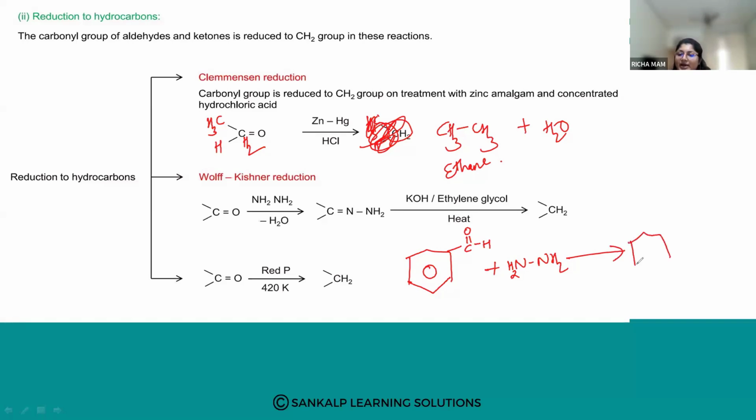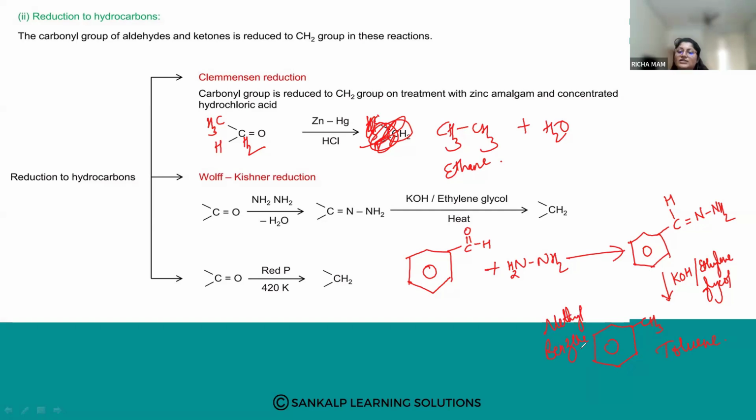First there will be a hydrazone formation. So let us write the hydrazone formation: H double bond N NH2. Then react it with potassium hydroxide in the presence of ethylene glycol. What am I going to get? I am going to get toluene, CH3. Or you can call it methyl benzene. The name is methyl benzene.